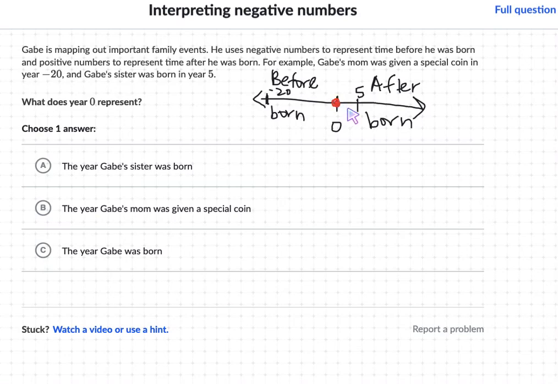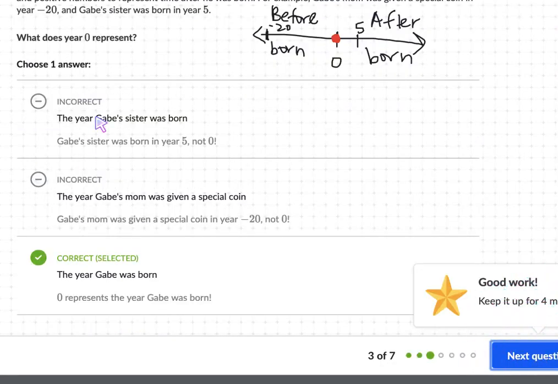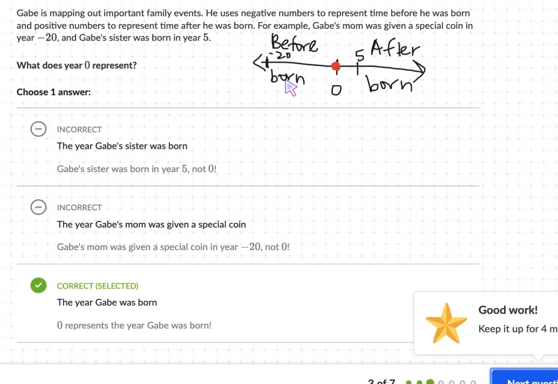You should have said that that's actually the year that he was born because everything before was negative and everything after was positive. So that means 0 is that barrier. It's the year that Gabe was born. So what that means is his mom gave him a special coin 20 years before he was born. She got this special coin and said, you know what, I don't even have a kid yet, and I'm going to save this for my kid. And then Gabe's sister was born when he was 5 years old, so they're 5 years apart. So that's all that means. I think that -20 was put there to kind of confuse you, but it just means that mom gave him that coin 20 years before he was born.